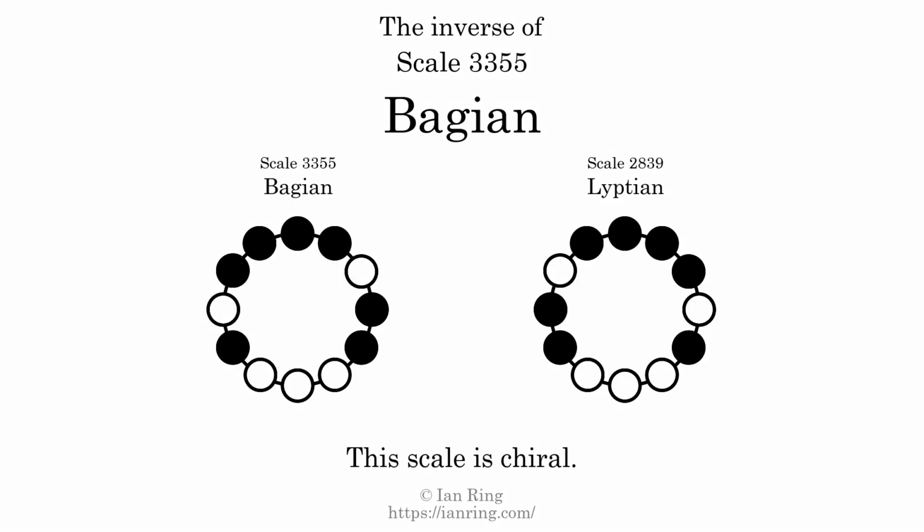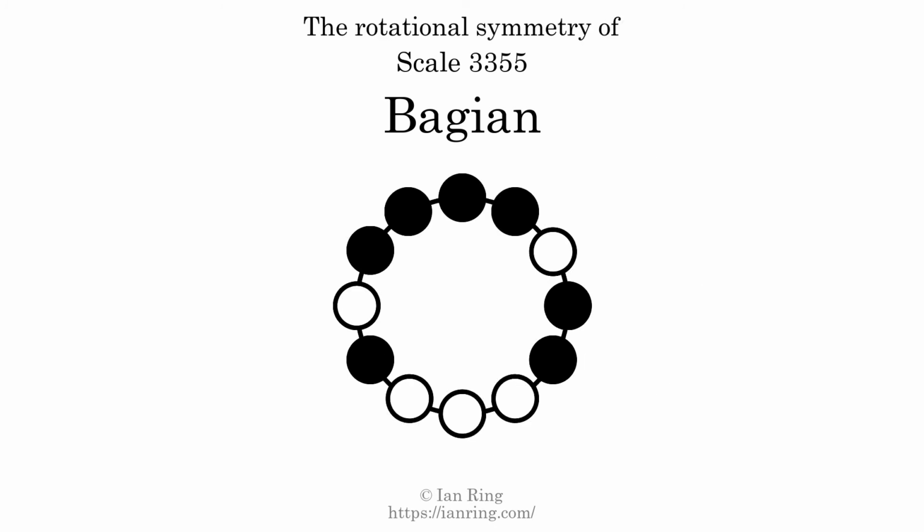The inverse of a scale is a mirror image. It is what you get when the sequence of intervals is reversed. The inverse of this scale is scale 2839, also known as Lipschitz. This scale is chiral. It cannot transform into its inverse by rotational transformation. This scale has no rotational symmetry.